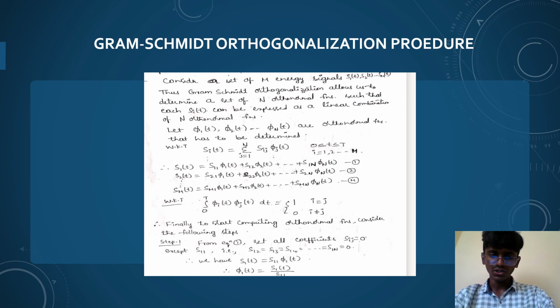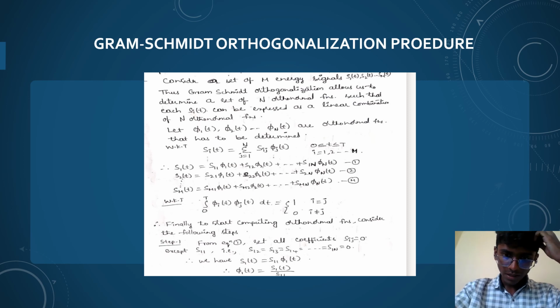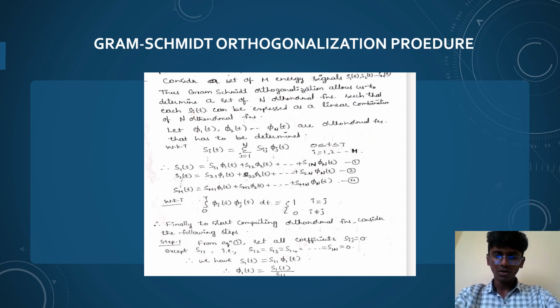s2(t) is equal to s21 into phi1(t) plus s22 into phi2(t) plus and so on, s2n into phin(t), which is equation number 2. And so on, s3(t), s4(t), up to the m functions we considered, so that sm(t) is equal to sm1 into phi1(t) plus sm2 into phi2(t) plus and so on, smn into phin(t), which is equation m.